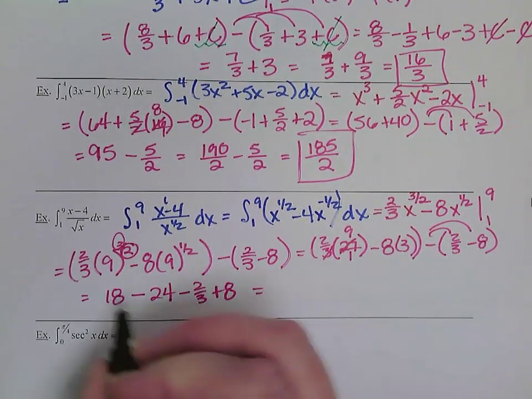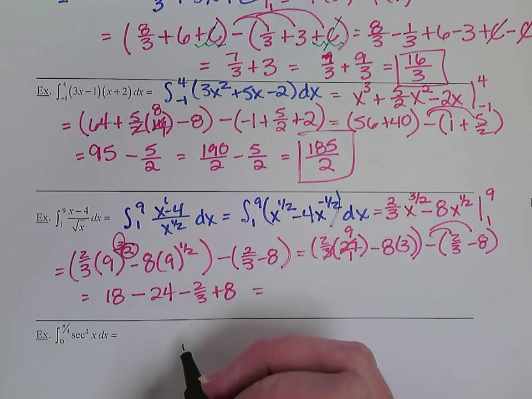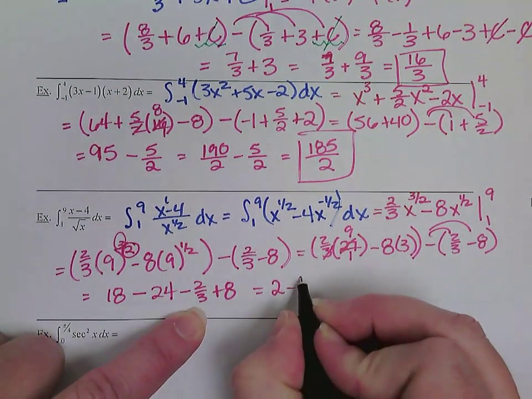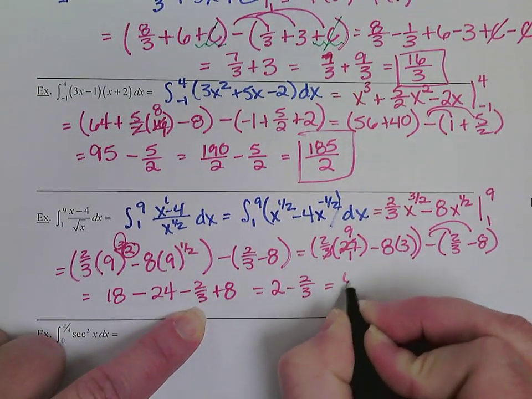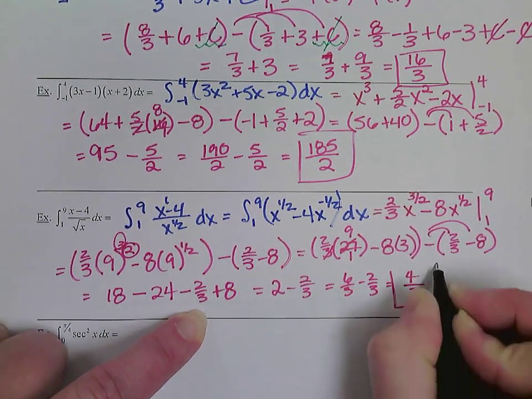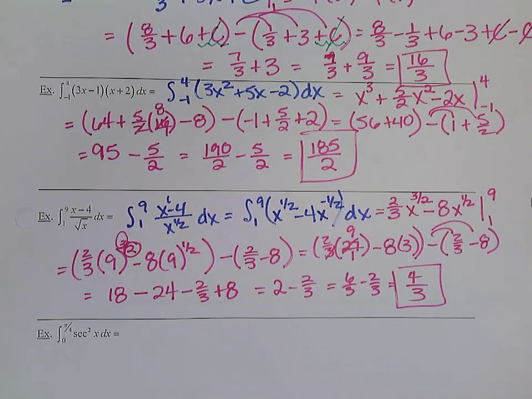So then 18 minus 24 would be negative 6, plus 8 would be 2. Minus 2/3 would be 6/3 minus 2/3 gives us 4/3. Any questions about that one? All right, you guys try the next one, looking at the definite integral from 0 to pi over 4 of secant squared x dx.